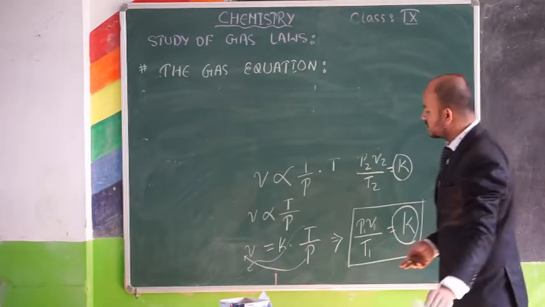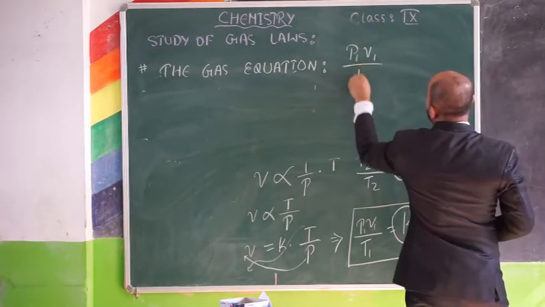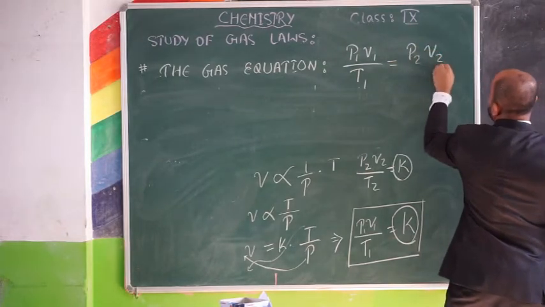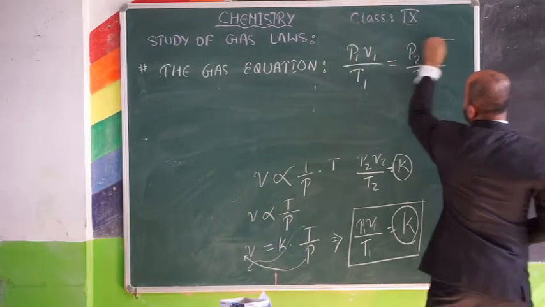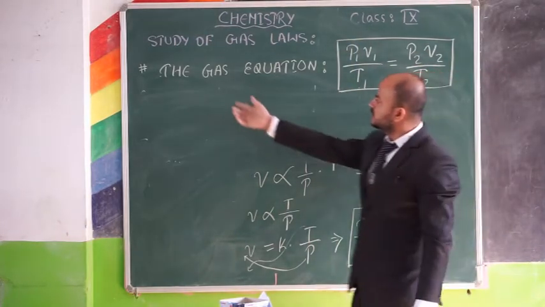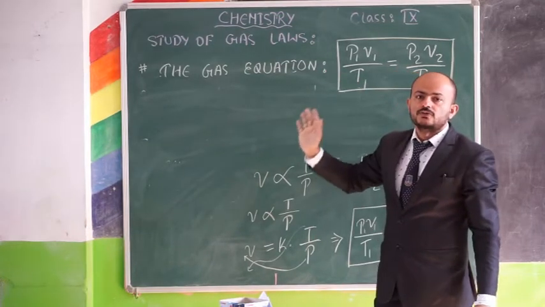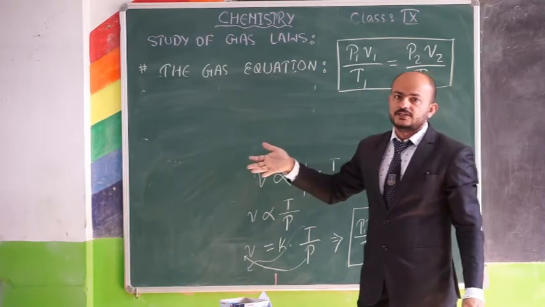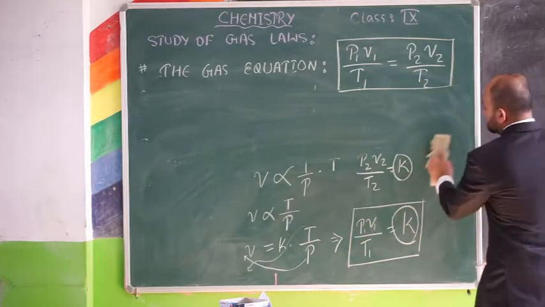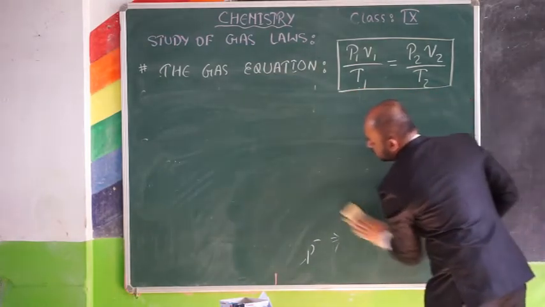What do you get? You get P1 V1 by T1 will be equal to P2 V2 by T2. So this is the relation that is known as the gas equation, and this equation will be used to solve the numericals. It will be applied to solve the numericals. So let's apply it to solve the numerical.